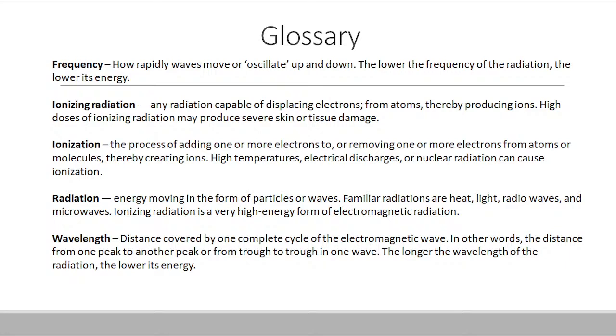Radiation: energy moving in the form of particles or waves. Familiar radiations are heat, light, radio waves, and microwaves. Ionizing radiation is a very high energy form of electromagnetic radiation. Wavelength: the distance covered by one complete cycle of the electromagnetic wave. In other words, the distance from one peak to another peak, or from trough to trough in one wave. The longer the wavelength of radiation, the lower its energy.